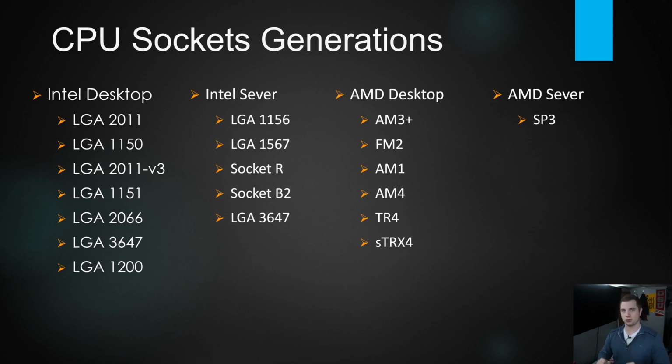So both companies that are making CPUs for x86 at the moment, we're not talking about ARM, both have three categories: your consumer line, your enthusiast line, and your server line. Okay.